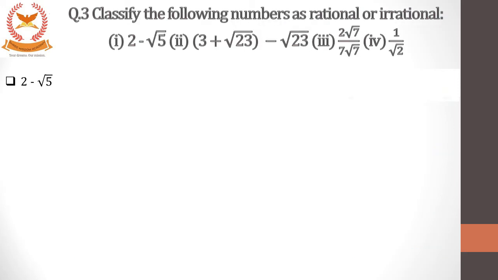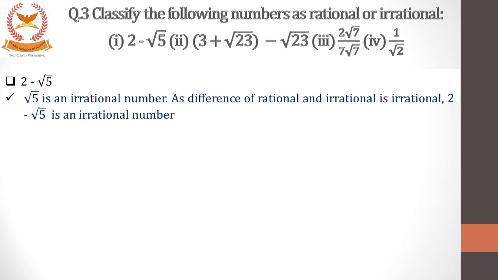Next, classify the following numbers as rational or irrational. जिसमें से पहला नंबर है 2 minus root 5. अब 2 है rational number, root 5 है irrational number, and we know that the difference between rational and irrational is an irrational number, right? So as the difference between rational and irrational is an irrational number, 2 minus root 5 is an irrational number. Clear?